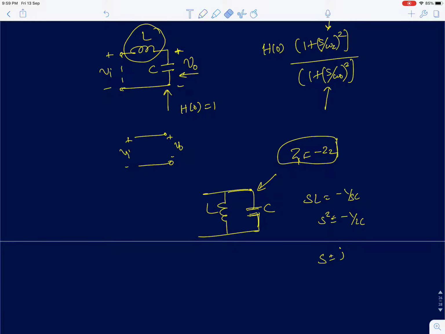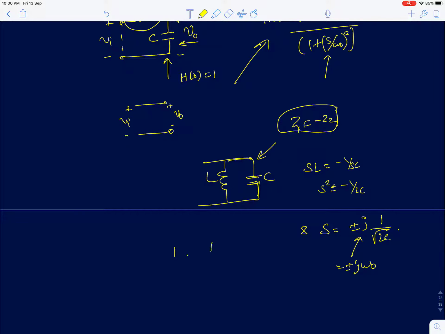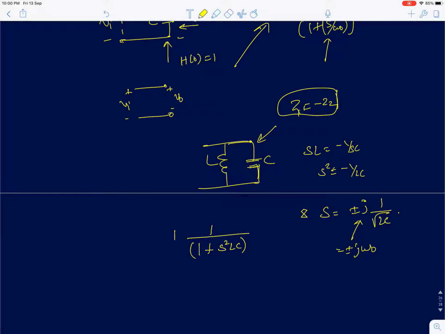In this case, the poles would be plus minus j times 1 by root LC. This is nothing but plus minus j omega naught, where omega naught is 1 by root LC. If I apply this in the equation here, I simply get 1, since there is no zero in the circuit, over 1 plus s square LC. This is one quick way of writing it.